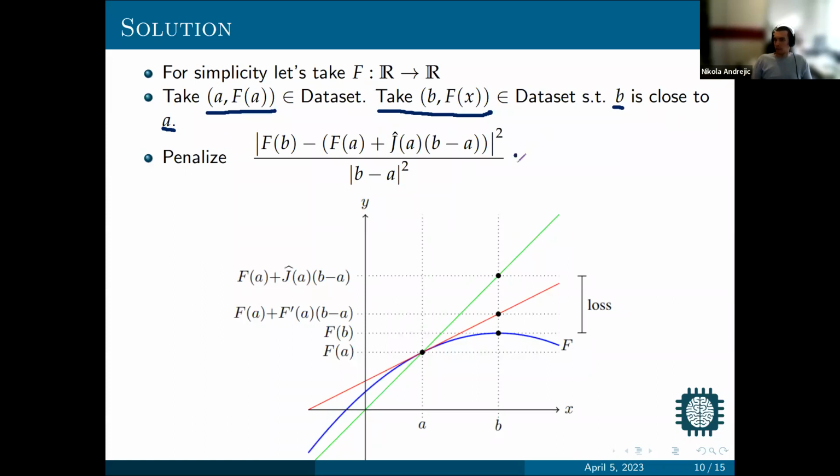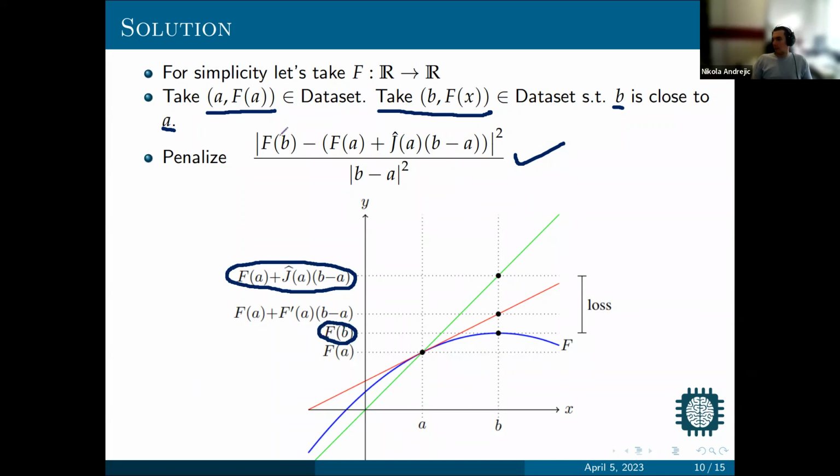Then the authors propose to penalize this value. If you look at this figure, the blue line is the true value of f that is unknown to us, but let's suppose that this is the true value. The Jacobian, which is reduced to just a derivative in this case, is the red line, and the green line is our estimate of the Jacobian. And then we want this to be close to this.